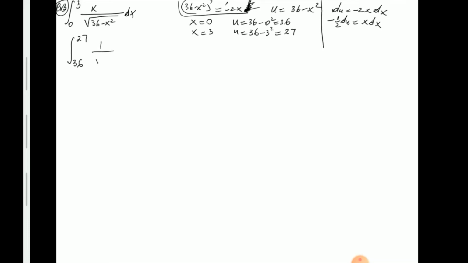That's going to be 1 over square root of U. X dx is minus 1/2 du. 1 over root U can be written as a power. That's U to the minus 1/2. Pull out the minus 1 over 2 and then just do the power rule. U to the minus 1/2 plus 1 over minus 1/2 plus 1.